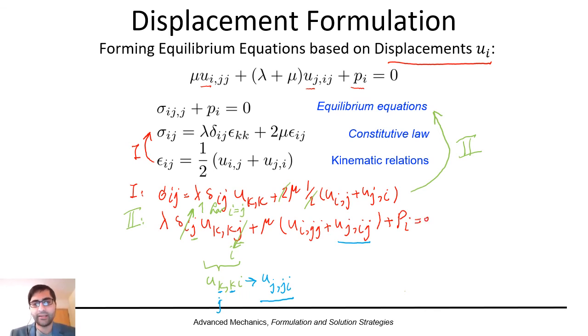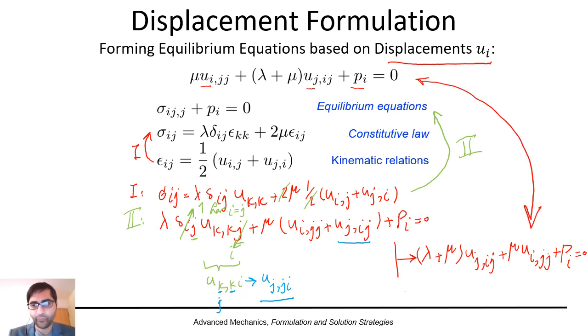So we basically can rearrange the relation and get lambda plus mu, uj comma ij, plus mu ui comma jj, plus pi equals 0. And this is exactly what we already had.